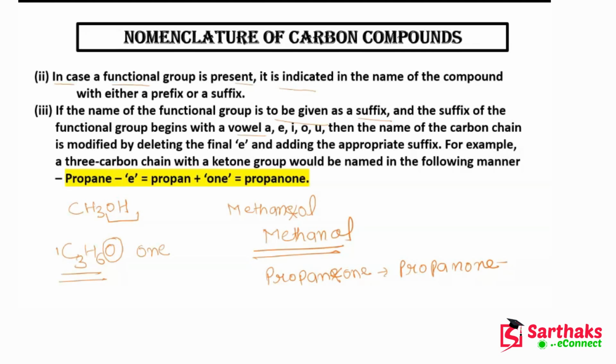If I show you the structure of this compound, you can see C, then again C, then again C, because 3 carbon atoms are present here. Now what will I do? First of all I will add this oxygen here, then I will fill up the remaining valencies like this.